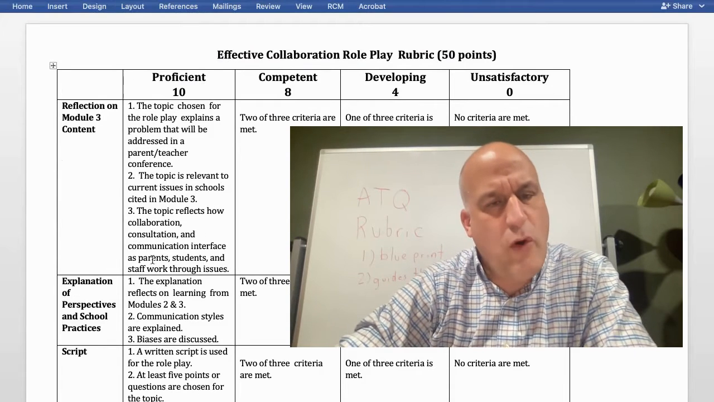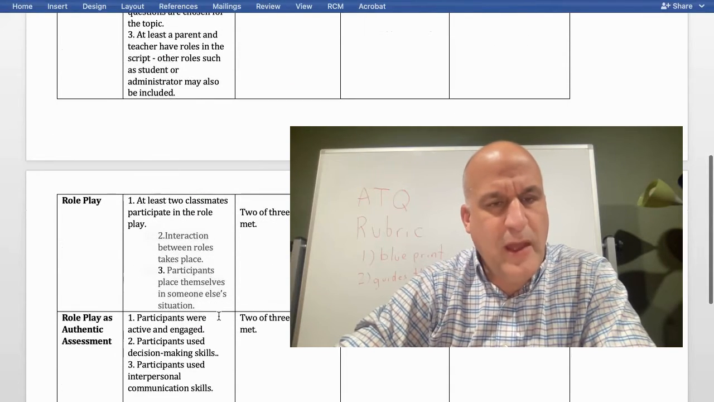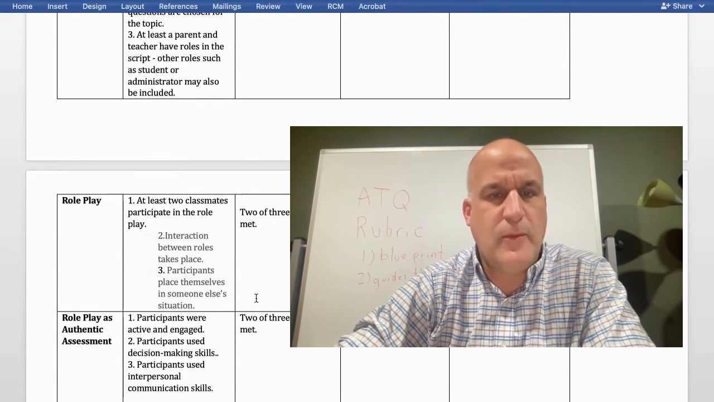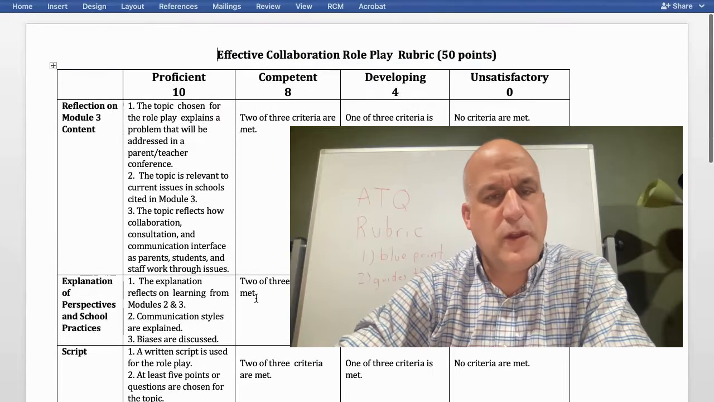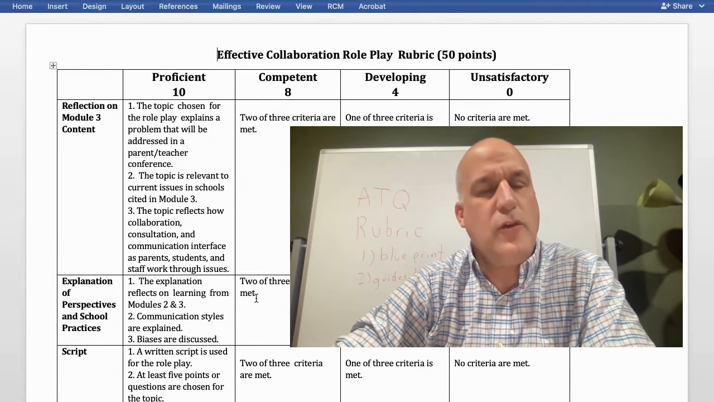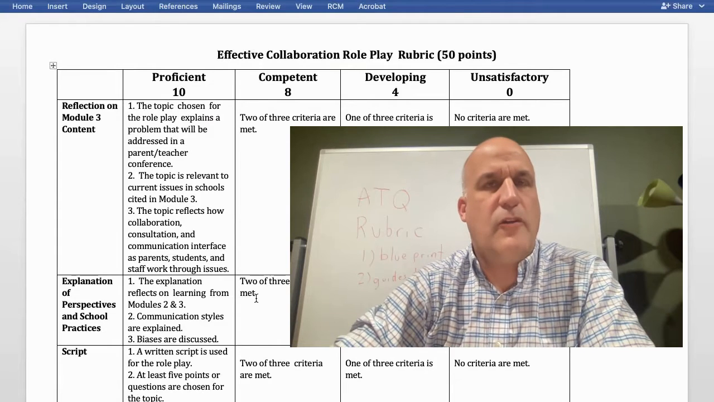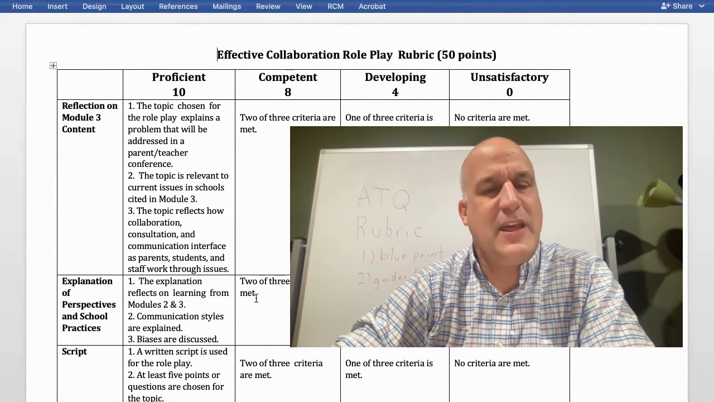So to really focus on this reflection of Module 3 content and ignore what's going on in the role play is not going to help your grade. You need to go through and make sure that you're doing everything it's asking you to do. And so one thing that you can do with your rubrics is before you even start an assignment is go through and start to identify the key things.